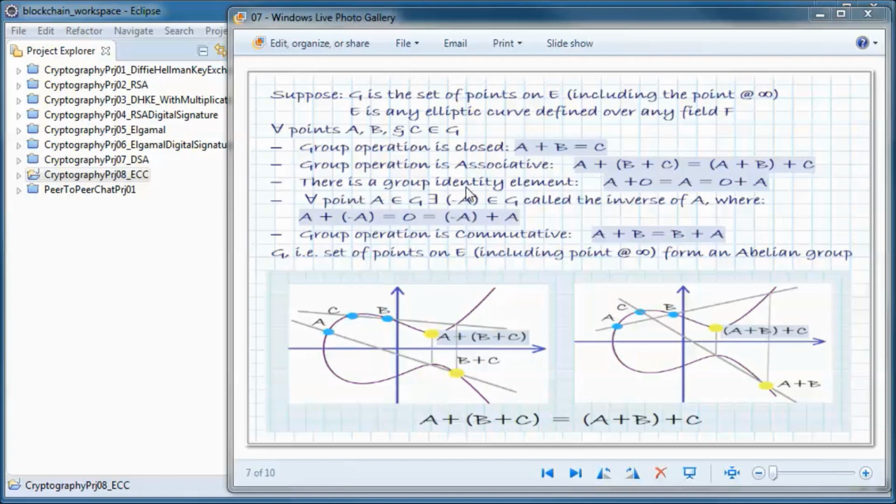And there is a group identity element, so A plus O is equal to O plus A is equal to A. And for all points A in G, there exists minus A in G, called the inverse of A, where A plus minus A is equal to minus A plus A is equal to O. And the group operation is commutative, so A plus B is equal to B plus A, and G, meaning the set of points on E, including the point at infinity, forms an abelian group.